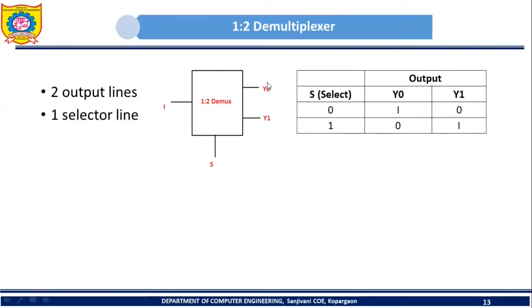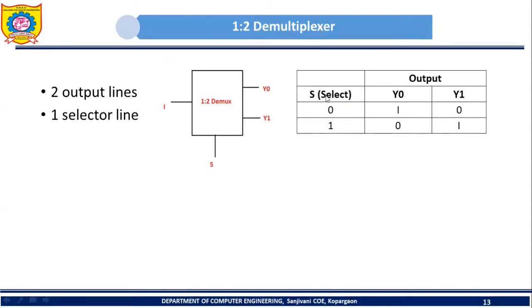On this output line y0, the incoming data I will be transmitted. So when S is 0, y0 will be I. What is I? It is our input line. Whatever data is present on the input line will be transmitted to output line y0 when S is 0. At that time, y1 will be 0.